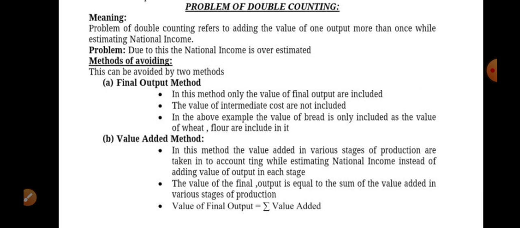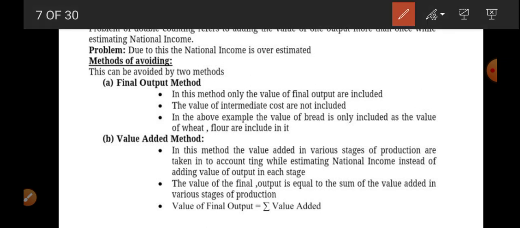So its name is clear, its meaning: double count, that is, when you are counting the value of one thing more than one time. This is your double counting, when you are adding something two times. So what is the meaning? Problem of double counting refers to adding the value of one input more than once in national income. Okay, so why is it a problem? Because it overestimates the national income. It gives a wrong figure of national income.